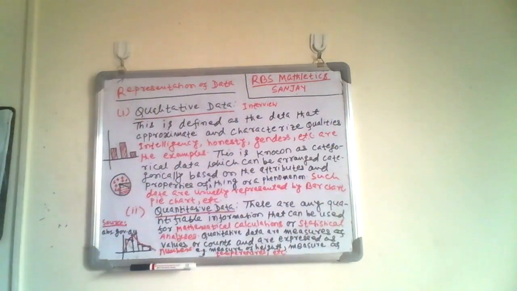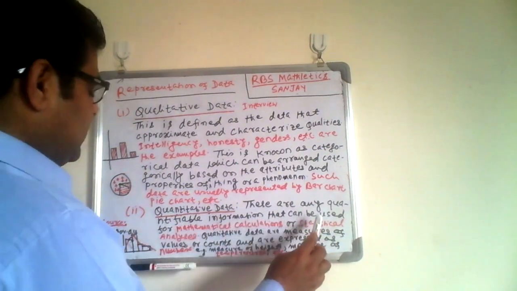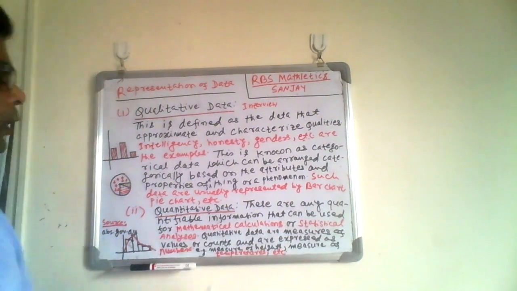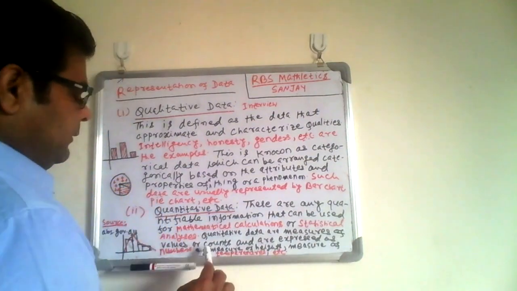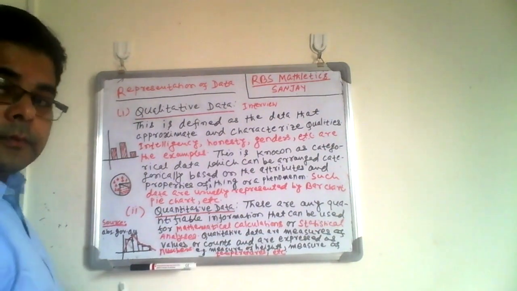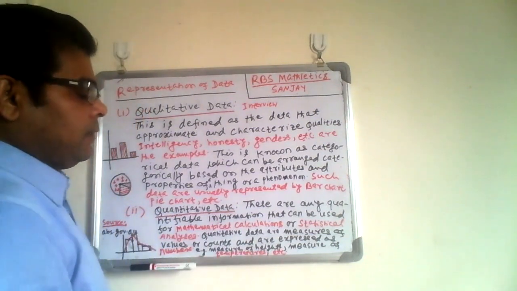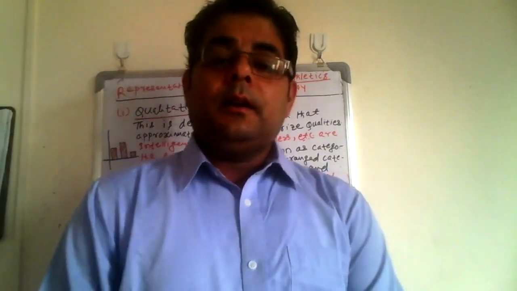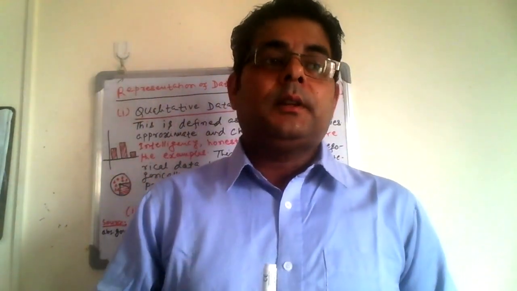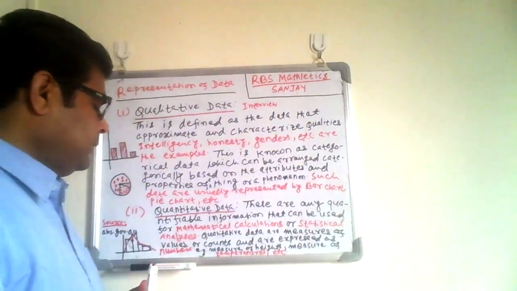Here you can see that these data are any quantifiable information that can be used for mathematical calculations or statistical analysis. Quantitative data are measures of values or counts and are expressed as numbers. Examples include the measure of heights, measure of temperatures, and the number of students in a class who obtain a mark. If you make a set of that information, it will come under the quantitative set of data.